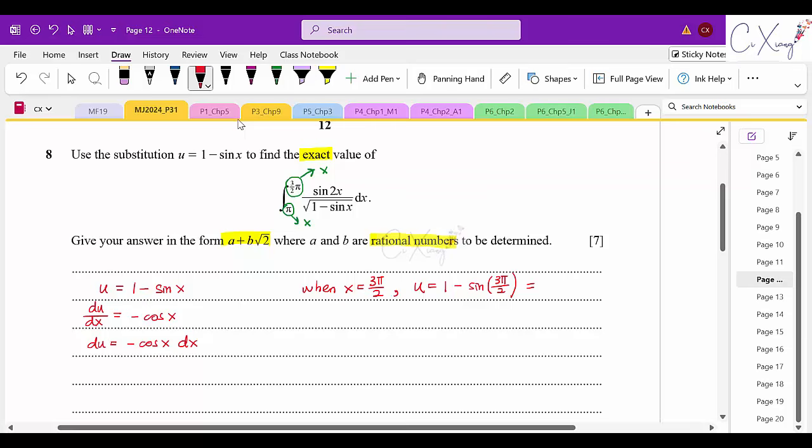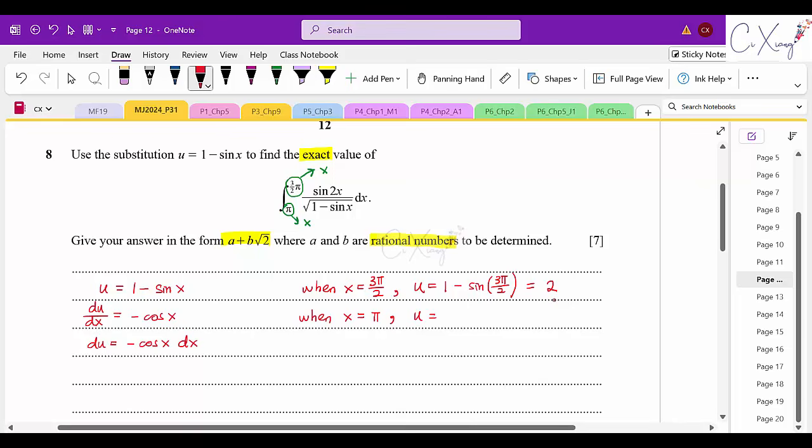Okay, so maybe you can try to just press the calculator and help a little bit. So you're having 1 minus negative 1, so you get a 2 here. So your limit of u will be 2. Okay, then when x is equal to pi, what happened to the value of u?